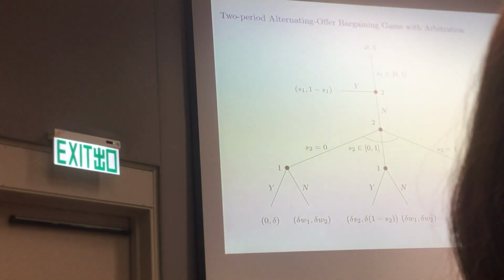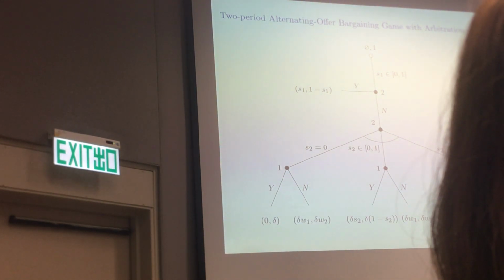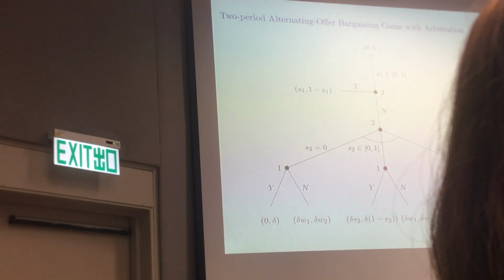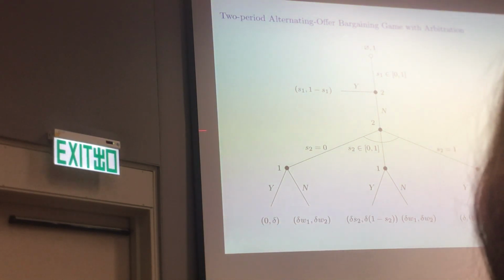Okay, so let me repeat one more time. We are going to use backward induction to solve this game. At the very last moment, player 1 has to choose some action, but that is pretty trivial, right? We already know that player 1 will choose yes if the other player's offer is bigger than some threshold. This is kind of simple.